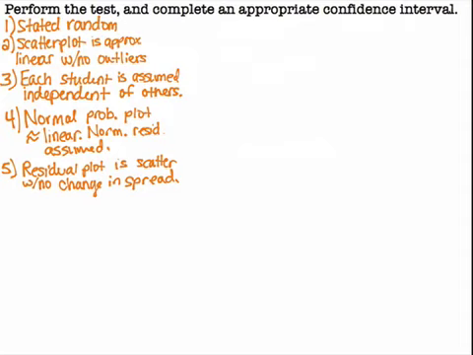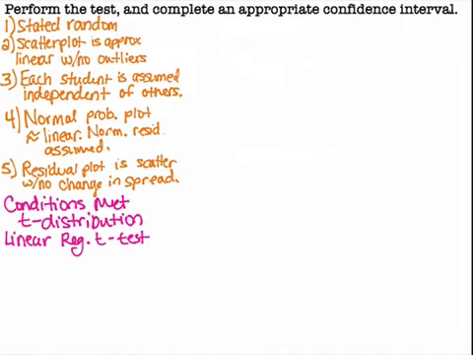So my conditions: it was stated that it was a random sample. The scatter plot is approximately linear with no outliers. Remember, all of this stuff was given. Each student is assumed independent of the other. The normal probability plot is approximately linear, so normal residuals are assumed. The residual plot is scattered with no change in spread. So our conditions are met. We're doing a t-distribution, and we're doing a linear regression t-test.